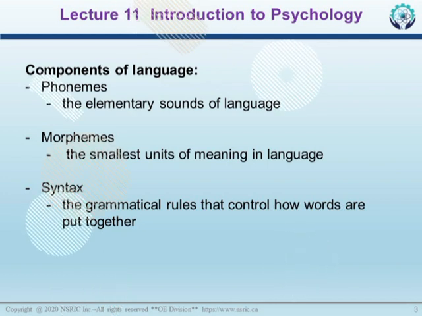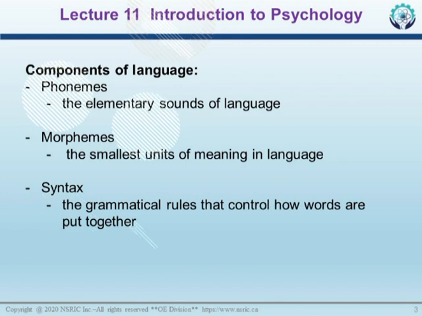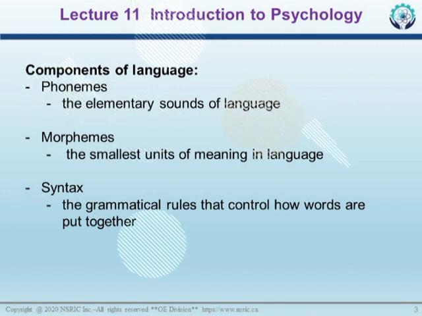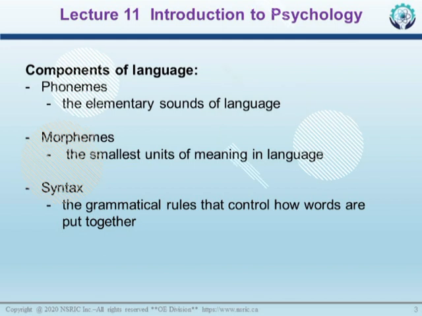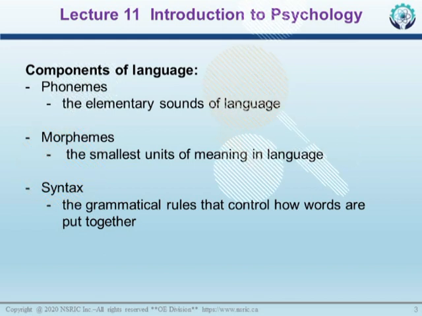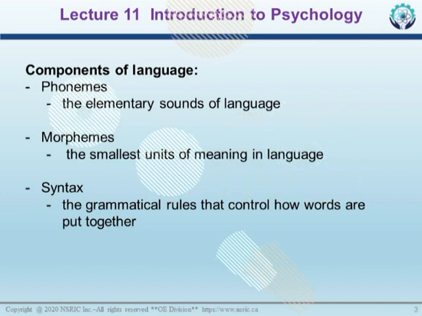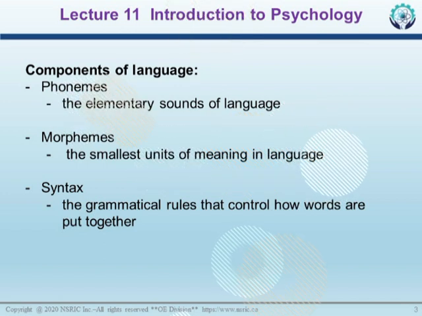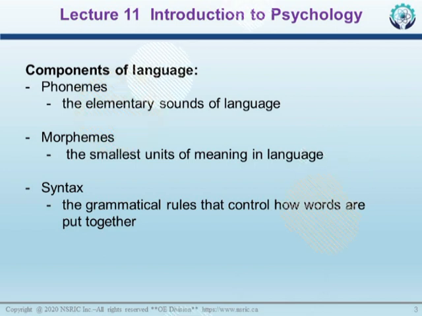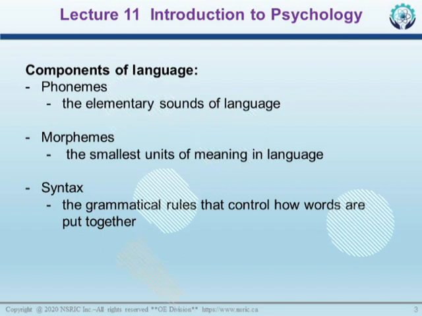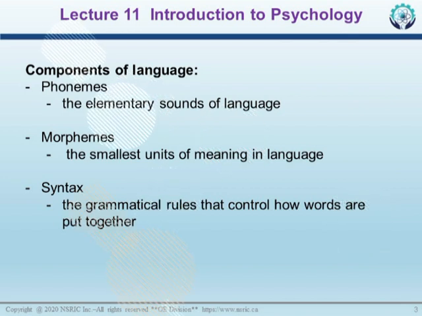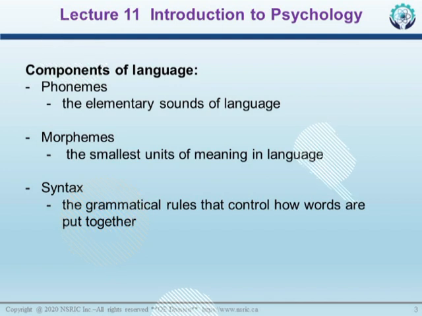For example, the words bit and pit have almost the same letters, but they have different meanings because of the different phonemes that are used in each. The word bit has 3 phonemes, b, i, t. And the word pit also has 3, p, i, t.